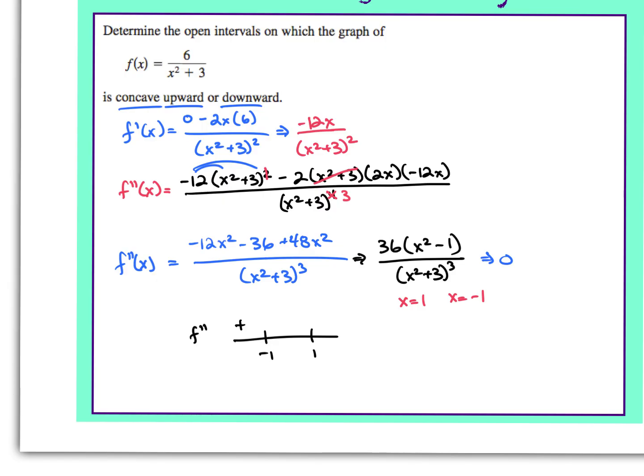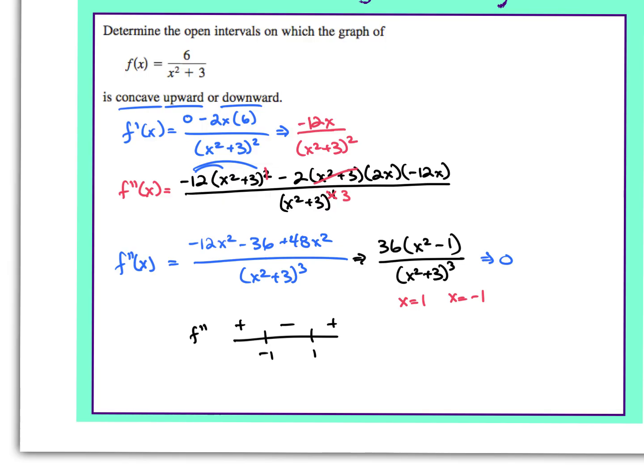And so then pick something between -1 and 1, like 0. And so then what do I get up top? A negative. The bottom's always going to be positive, so then I get a negative. And then pick something more than 1, like 2. So then I get a what again? A positive.